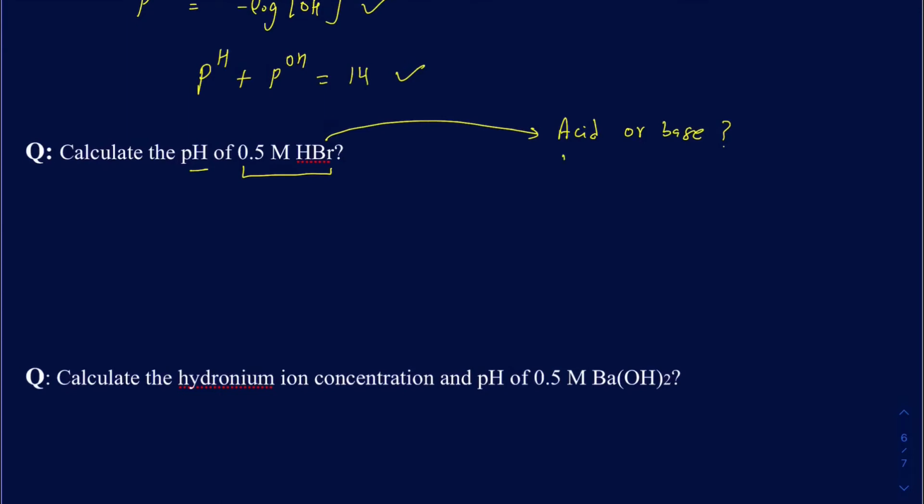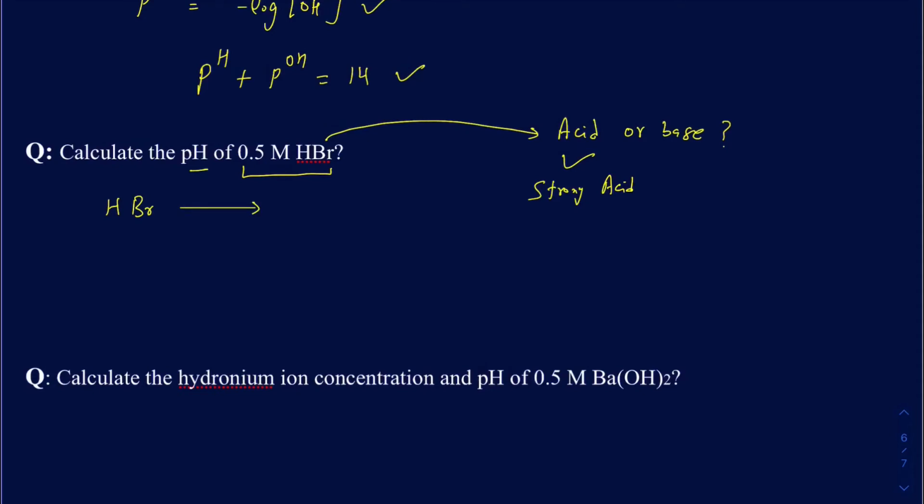Obviously, this is an acid, okay? And the next question you want to ask yourself is if it's a strong acid or weak acid. And like I said in this tutorial, we're only worrying about strong acids, so it's going to be a strong acid. And what do we know about strong acids? Well, strong acids will break into ions completely.